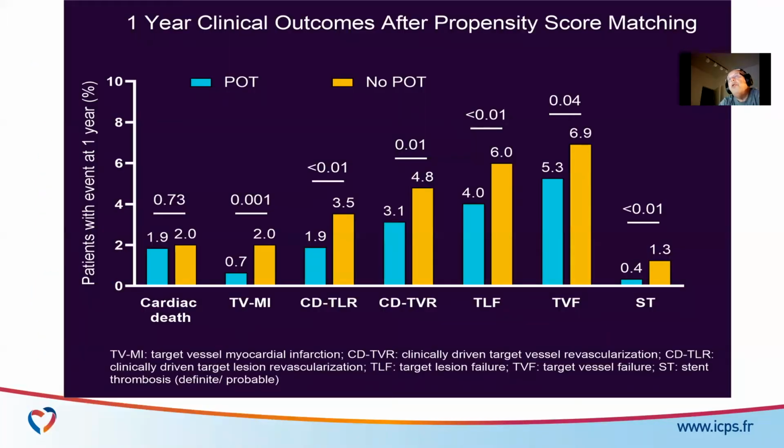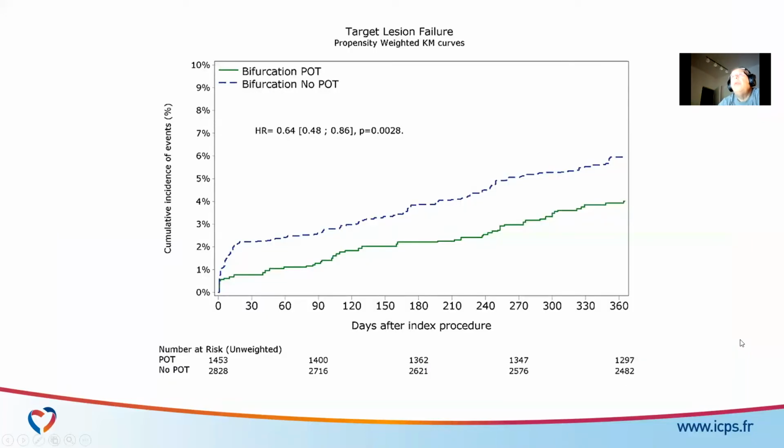POT is very beneficial, as you can see, no impact on cardiac death, but all other events have been reduced. TVMI, clinically driven TLR or TVR, and consequently the TLF is reduced from 6 to 4%, and there is also an impact on stent thrombosis reduction. If we consider the time domain, you can see that the divergence between these two curves occurs very early and still continues along the time to 1 year.